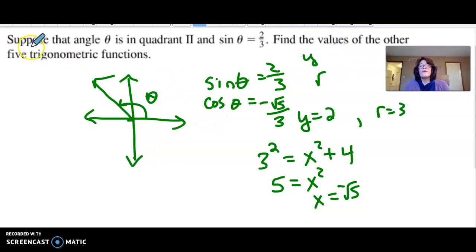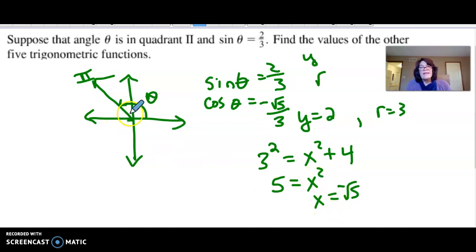Okay, so just to remind you of where we were, we have an angle theta in quadrant 2. And so I drew that. We know that the sine of it is 2/3. Okay, the y coordinate over r is 2/3. Then we needed to find x. So we wrote r squared equals x squared plus y squared. And since y was 2, 2 squared is 4. 9 minus 4 is 5. So we got x to be the square root of 5.